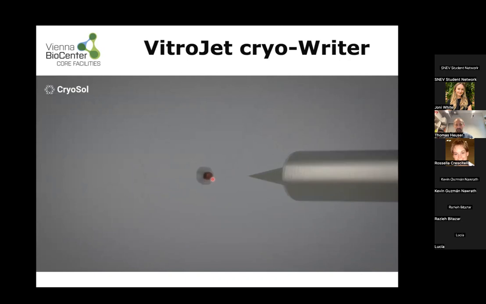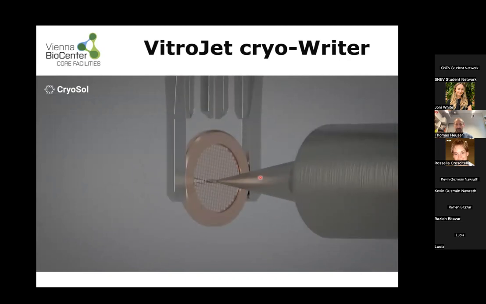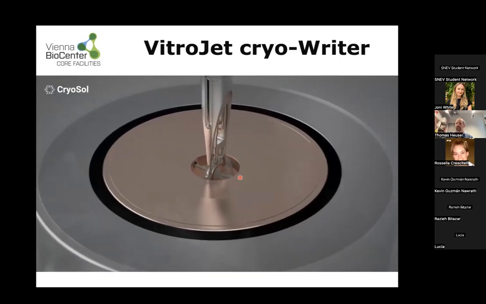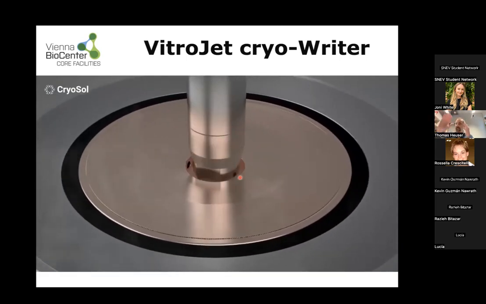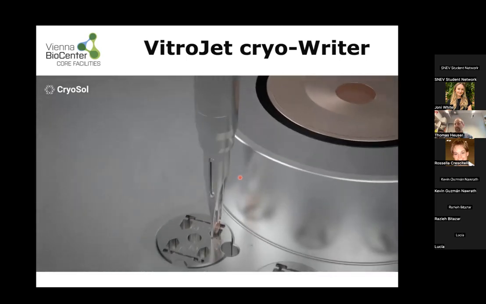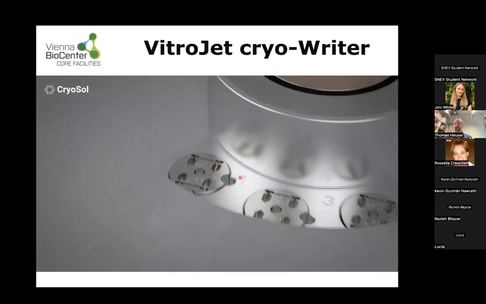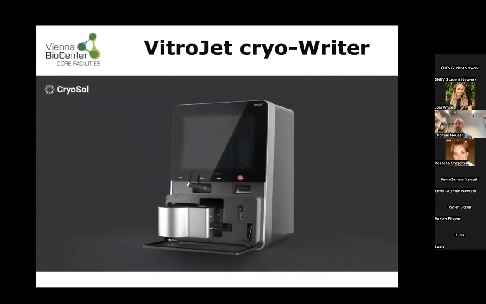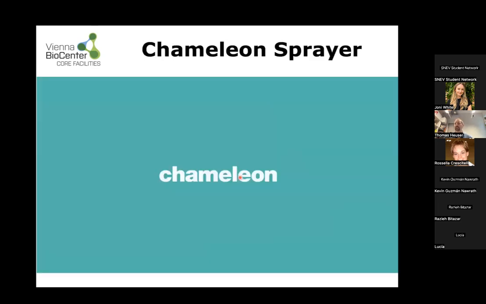And now comes the important part. Here is your sample drop, and here's a tiny metal pin. You take a little bit of your sample and you write a little line on your grid. So you print a little bit of your sample on a grid and then you shock freeze it. And that's it. The big advantage here, you will need nano or even picoliters of a sample, but not the microliters you typically use for the plunge freezing approach I showed you before. So this was the so-called cryo-writer as an alternative to plunge freezing.